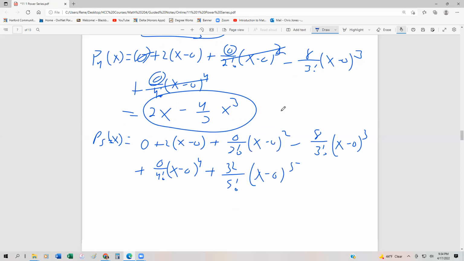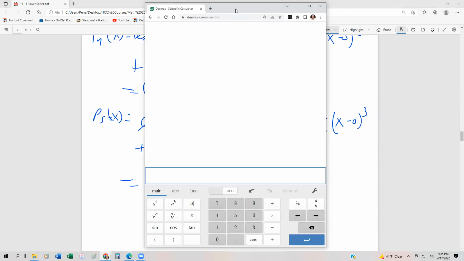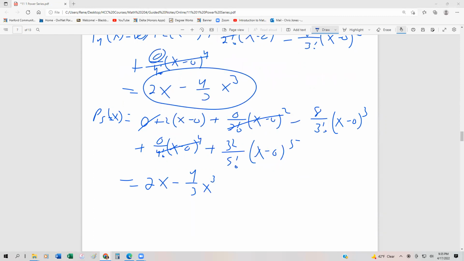So terms go away. We're going to copy down 2x minus 4/3 x cubed, and then 32 over 5 factorial. We could just simplify that by looking at it in the calculator. So that's going to be 32 divided by 1 times 2 times 3 times 4 times 5, which is 120. And then we can just use the fraction, and that's 4/15. So that's going to be plus 4/15 x to the 5th. So that's our P5.